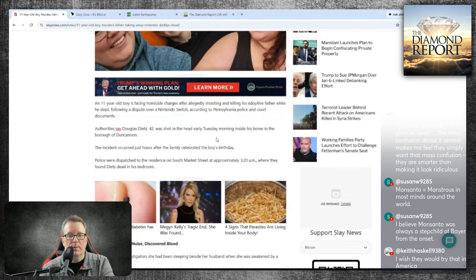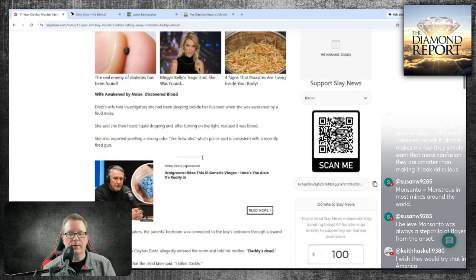Wow. Police were dispatched to the residence on South Market Street at approximately 3:20 a.m., where they found Dietz dead in his bedroom. His wife told investigators that she had been sleeping beside her husband when she was awakened by a loud noise. She said that she then heard liquid dripping, and after turning on the light, realized it was blood. She also reported smelling a strong odor like fireworks, which police said is consistent with a recently fired gun.